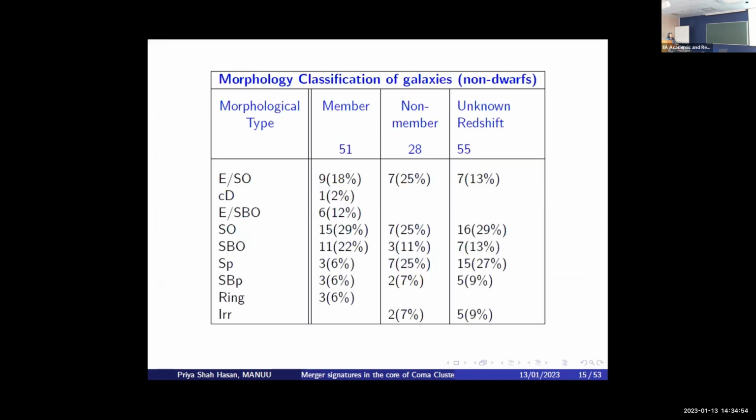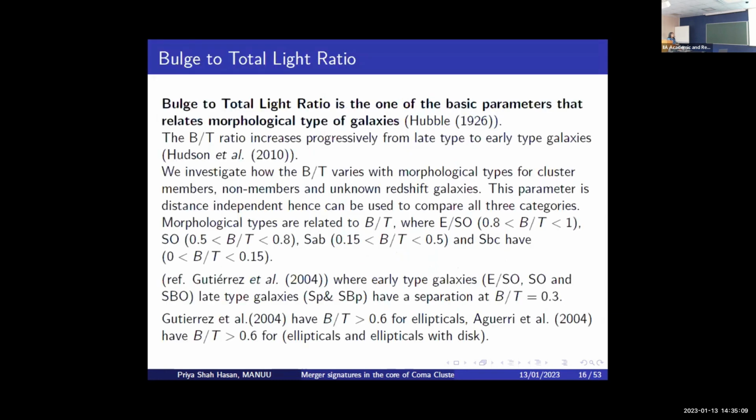So this is approximately the morphology distribution of the galaxies for our sample, and you can see the different morphological types. And these are basically done through visual inspection from the GalFit residual images, from which we actually classify the morphology of these galaxies. The other important parameter we got was the bulge total light ratio.